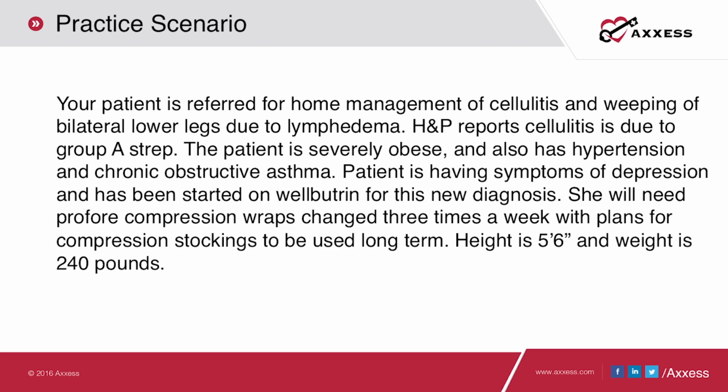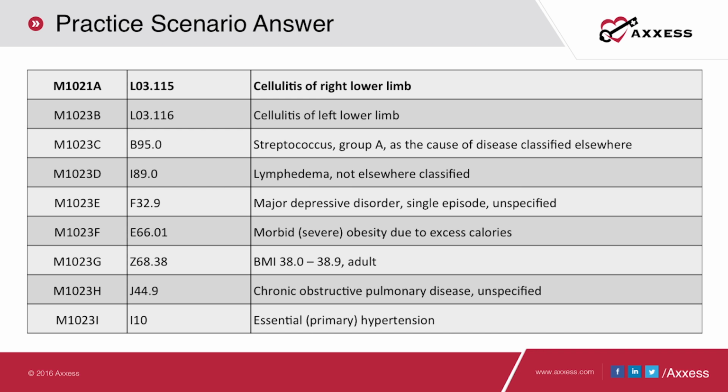All right, our next scenario: you have a patient referred for home management of cellulitis and weeping of bilateral lower legs due to lymphedema. H&P reports cellulitis is due to group A strep. The patient is severely obese and also has hypertension and chronic obstructive asthma. Patient's having symptoms of depression and has been started on Wellbutrin for this new diagnosis. She will need Pro-4 compression wraps changed 3 times a week with plans for compression stockings to be used long-term after that. The height is 5'6" and weight is 240 pounds.